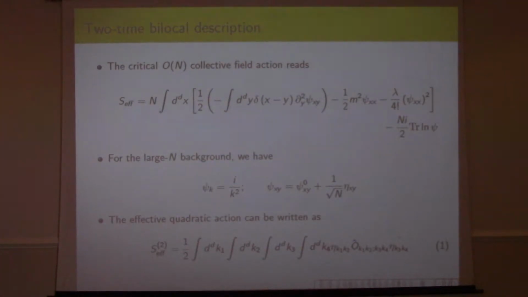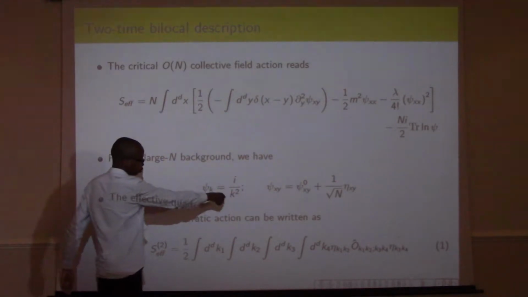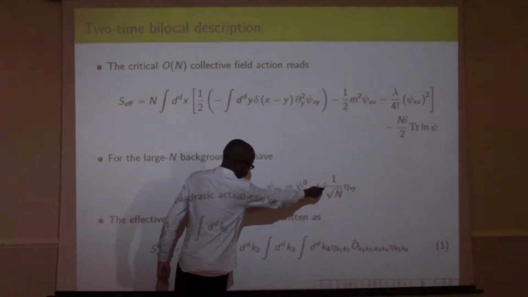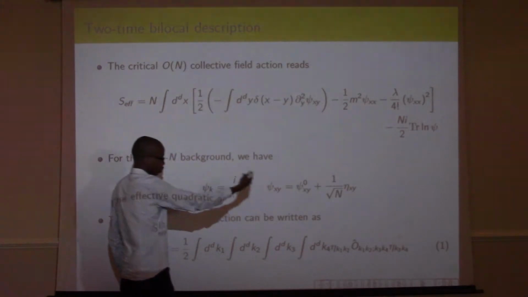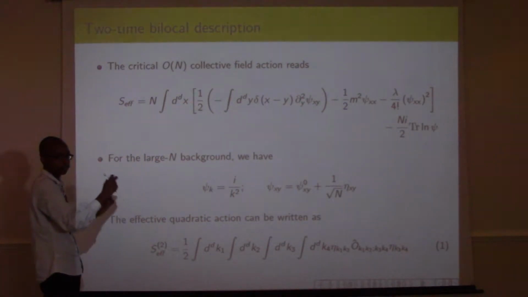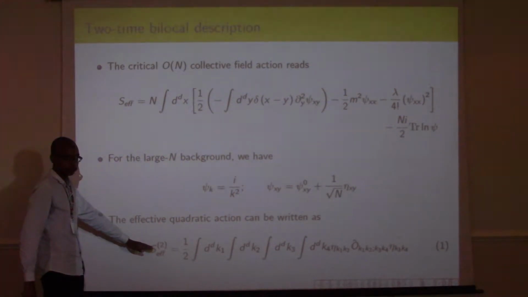Now, for the bilocal, this is the effective action. What you then do is look at the saddle point approximation, meaning that you take a functional derivative of the effective action with respect to the bilocals, and then you can get a background configuration. Once you get this background configuration, you introduce your fluctuations, expand about those fluctuations, and then extract the quadratic effective action.